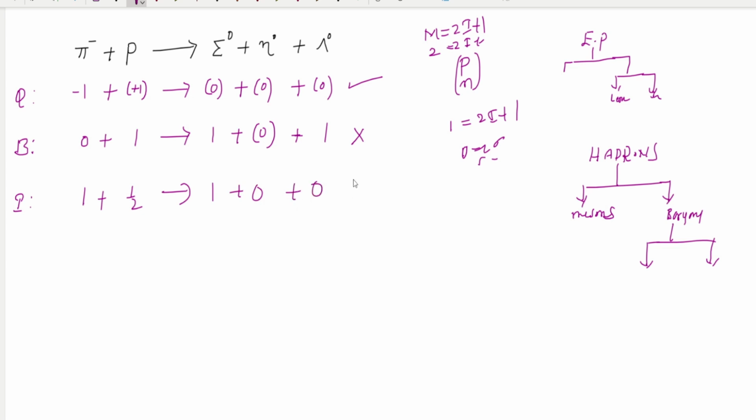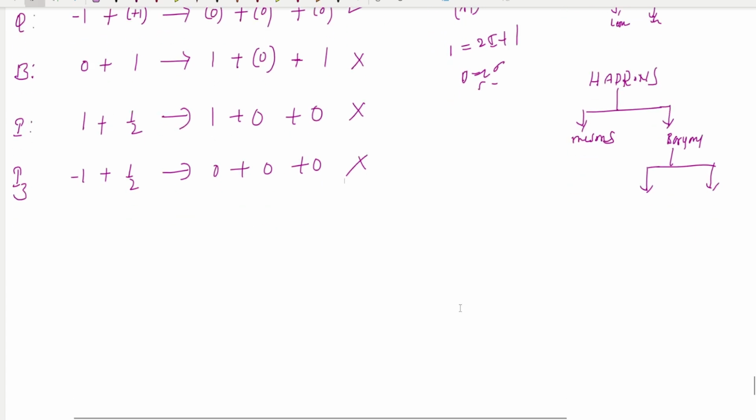So this is also violating conservation of isospin. Then I check the I3 component, and you need to be careful when checking it: minus 1 plus 1 by 2, while this is 0 and this is 0 plus 0. So this is violating isospin. Next, the second example. These are all from previous exam questions.